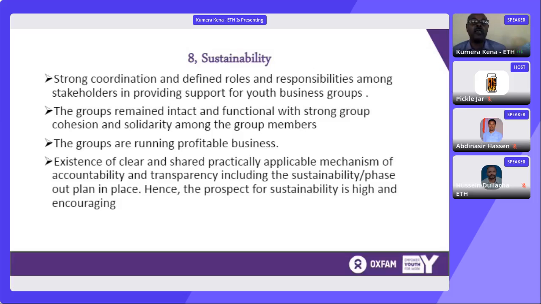There is also the existence of a clear, shared, practically applicable mechanism. Particularly, we have finalized the design and the drafting of a sustainability agreement, which will serve after the project, and that will also serve as a framework or a mechanism for sustainability of the scheme. Hence, the prospect for sustainability is high and encouraging.